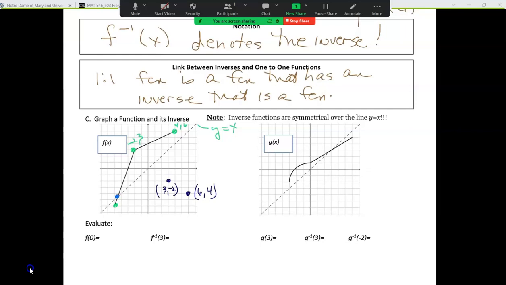Oh, what did I do incorrectly? Hopefully you're yelling at me that I plotted this one in a crazy manner. I went down 4, I need to go up 4. I knew that looked funny. Let me try it again. 1, 2, 3, 4, 5, 6. 1, 2, 3, 4. Much better. So this is 6, comma 4.